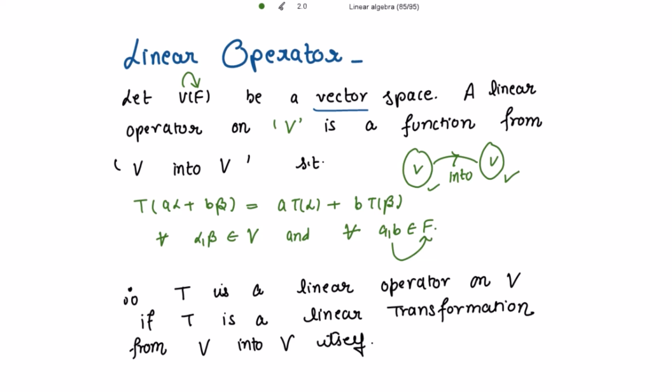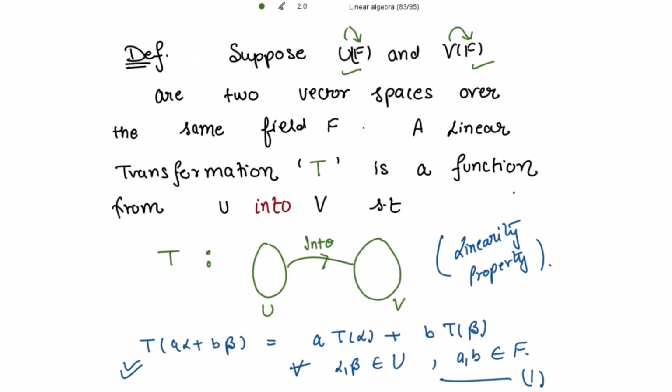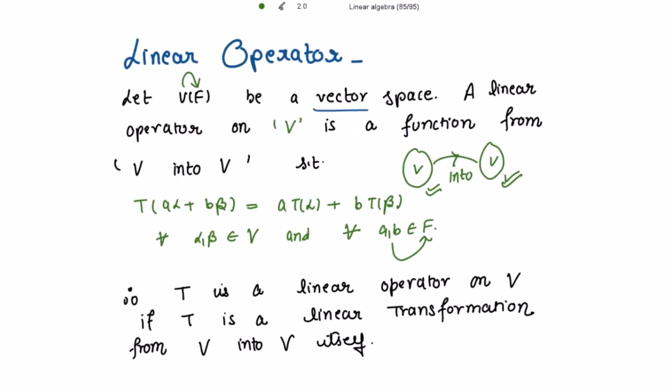For the linear operator, the function is from V into itself. For the transformation, the function is from U into V, where U and V are vector spaces. So what do you say about the linear operator? Therefore T is a linear operator on V if T is a linear transformation from V into V itself.